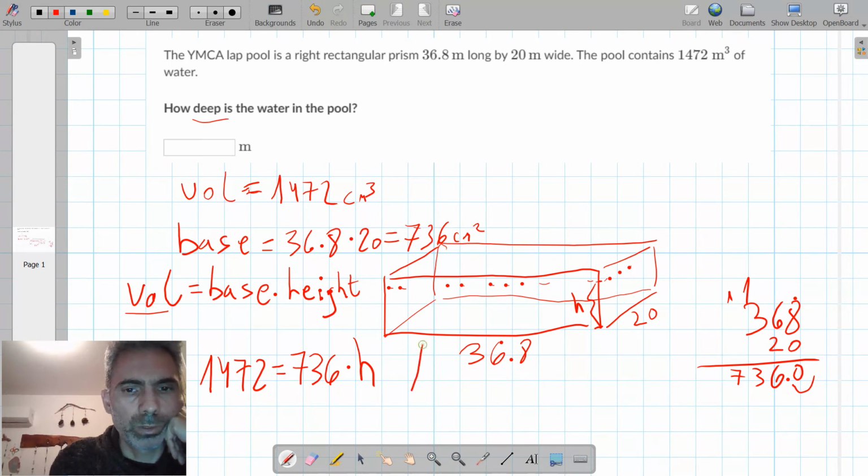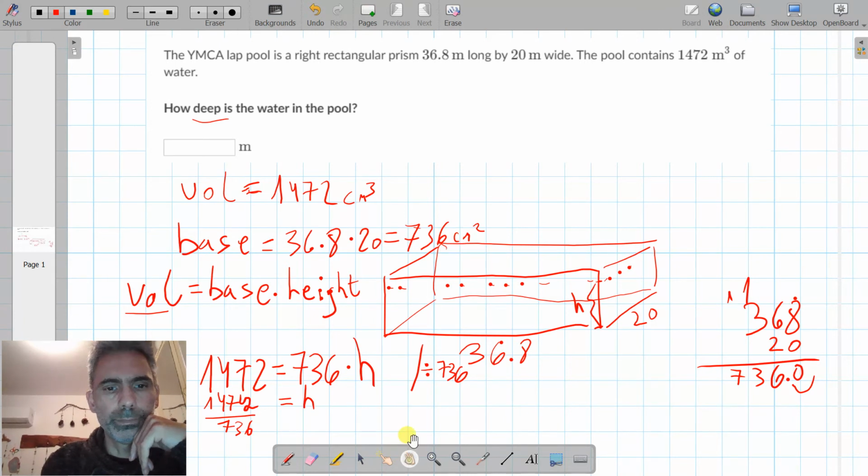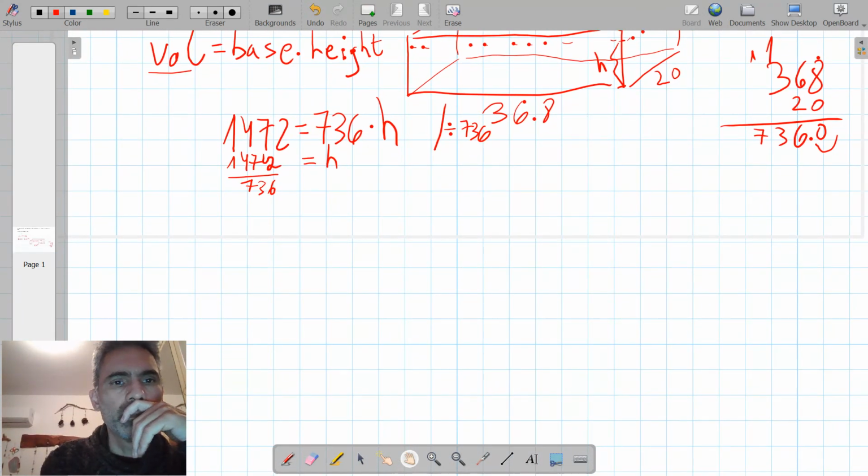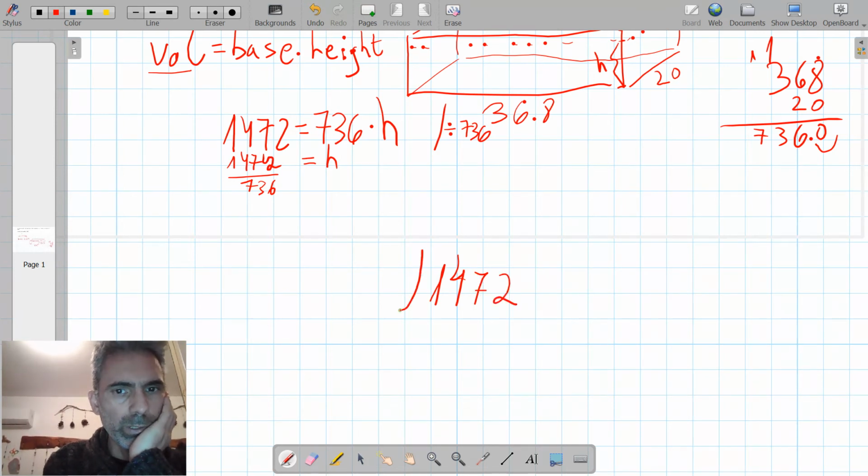So we divide both sides of the equation by 736. So on the right hand side we are left with h, and on the left hand side we need to divide 1472 by 736. Okay, 1472 divided by 736.